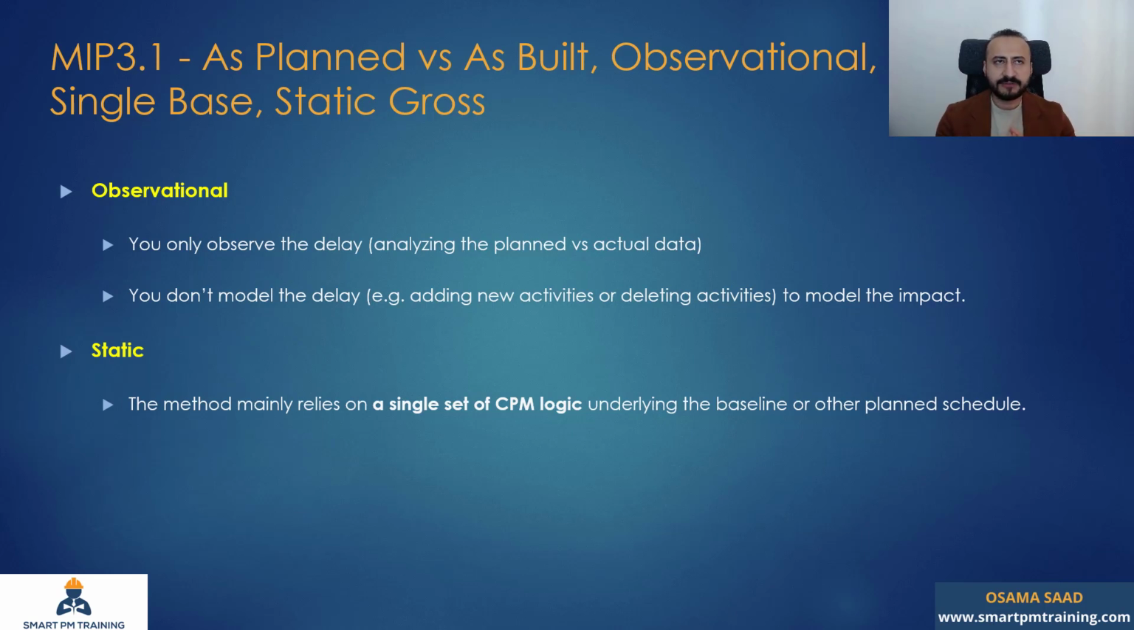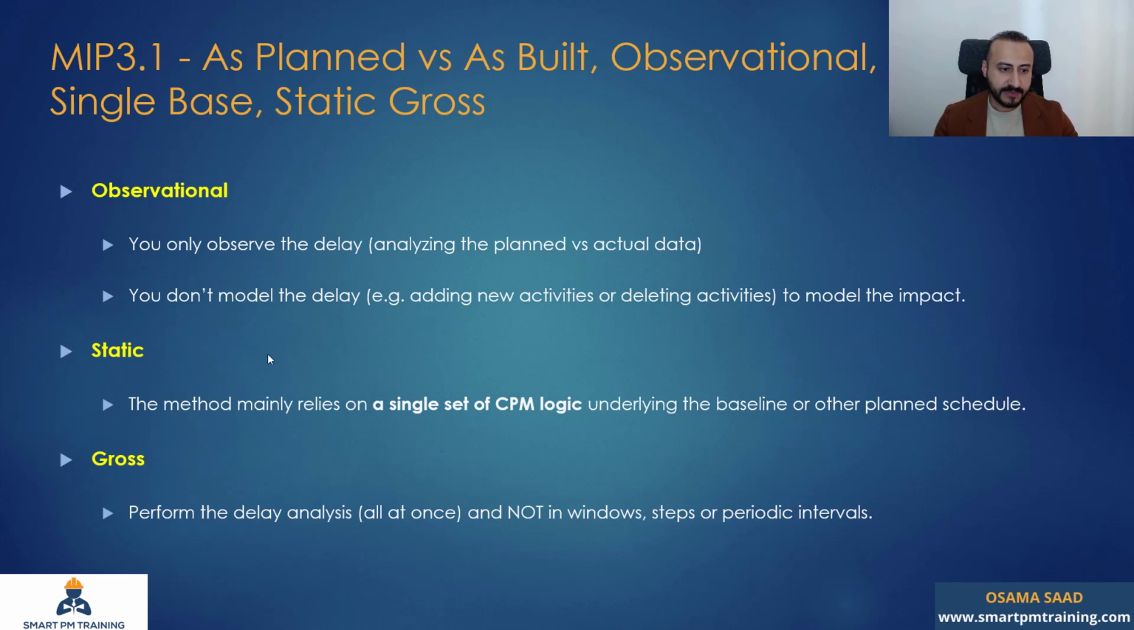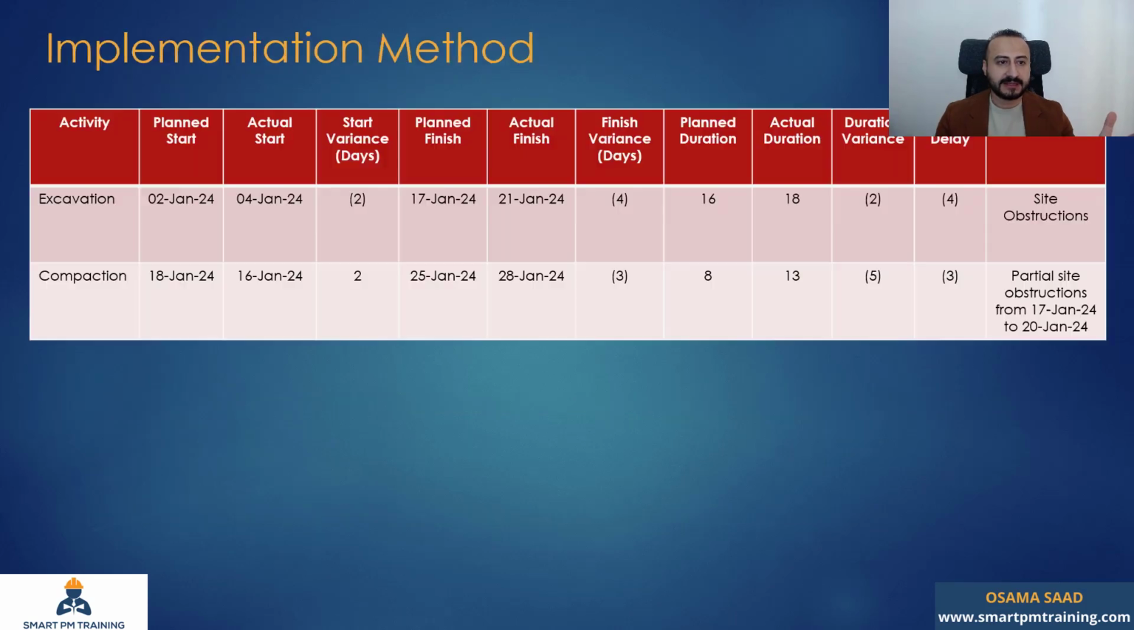In window analysis, like for example the 3.3, which we will cover in another video, you compare update to update. In this case, it's dynamic, but in 3.1, it's static because you are depending on a single set of CPM logic. It's gross because you perform the delay analysis all at once, one shot, and not in windows, steps or periodic intervals. If we go back for a second, that's only a demo, but you're going to have all critical path activities. You're going to compare the planned against the actual all at once. So that's why it's gross.